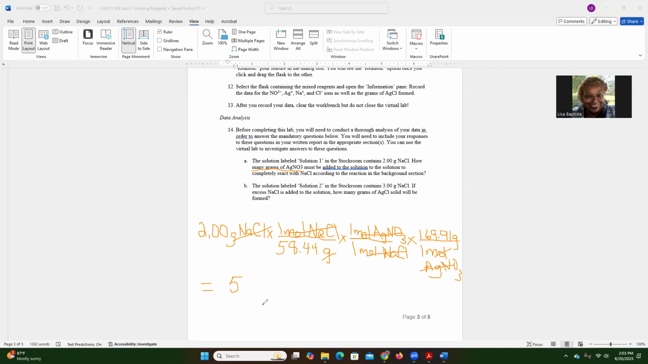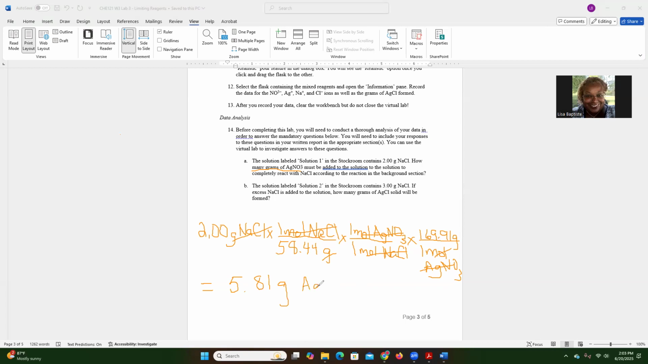But what we do need to pay close attention to is significant figures for our answers. The ones we don't look at for significant figures, so we're looking at the 2.00, which has 3, 58.44 has 4, 169.91 has 5. Remember, you always want to go with the least when you're multiplying and dividing. So the least would be 3, and so our answer would be 5.81, and that's grams of silver nitrate.